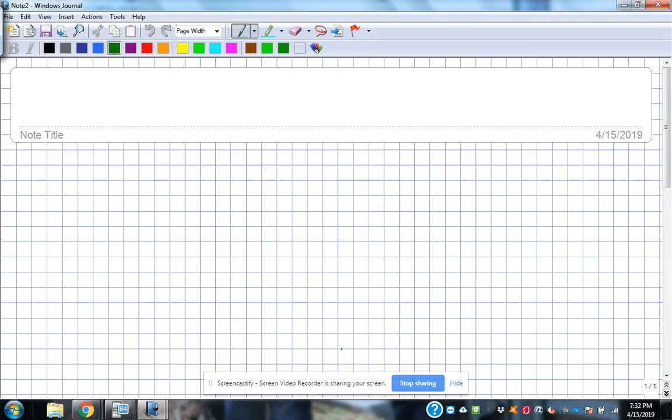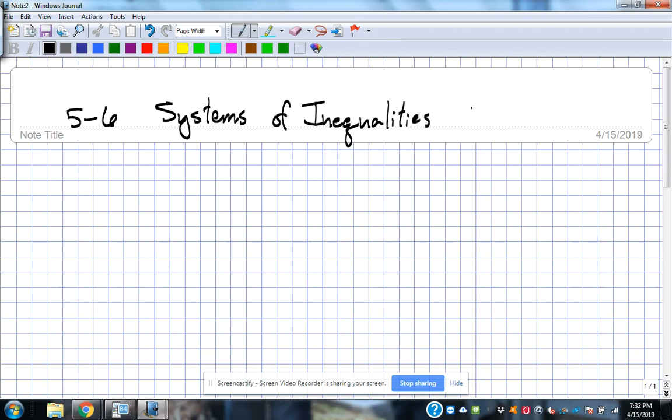So 5.6, systems of inequality. So I'm going to draw it by hand, and I'm also going to show you how we can do this a little bit with the calculator. Calculator is not as nice for this as we wish it was, but it still can do some shading for us, which is nice. So we can kind of get an idea of that.